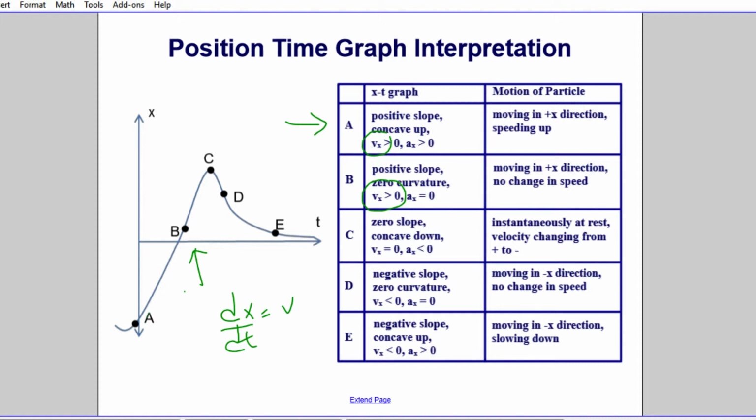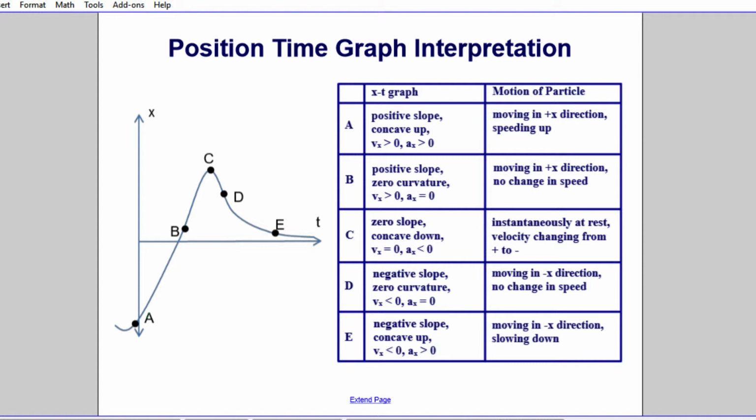We get up to point C. 0 slope there. So that means your velocity is 0, and your acceleration, since you're concave down, will be less than 0. You are instantaneously at rest here, and your velocity is changing from positive to negative, which explains the negative acceleration. So let me just erase some of this as we finish with D and E.